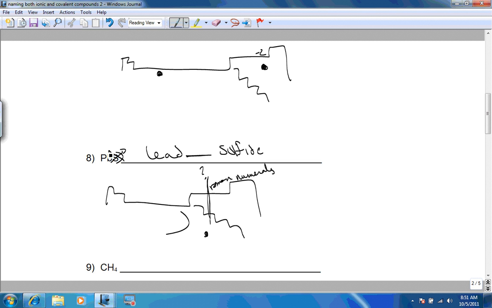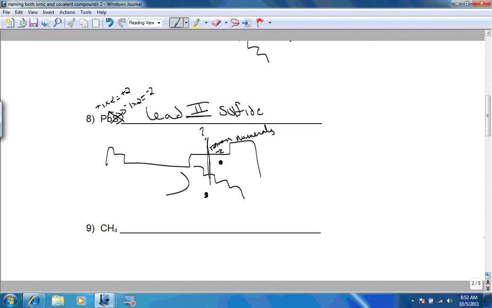We're going to uncross it to be a +1 and a -1. Sulfur, when you look at it, it's right here. It's supposed to be a -2, not a -1. Because of that, I'm going to multiply both sides by 2 to make sulfur what it's supposed to be, which means lead is actually Roman numeral 2, not Roman numeral 1.